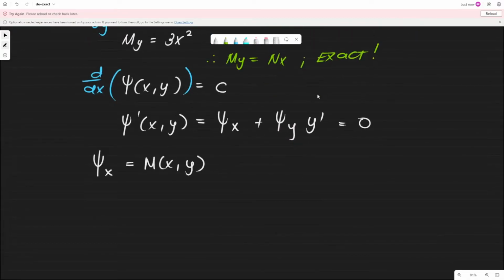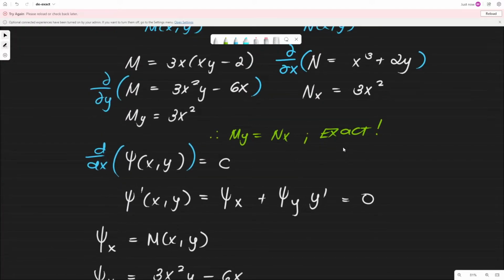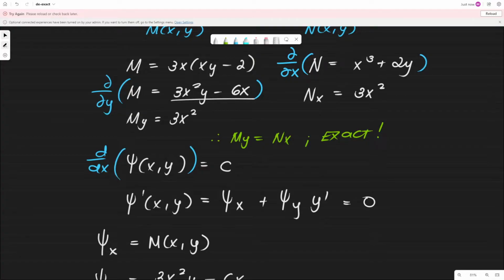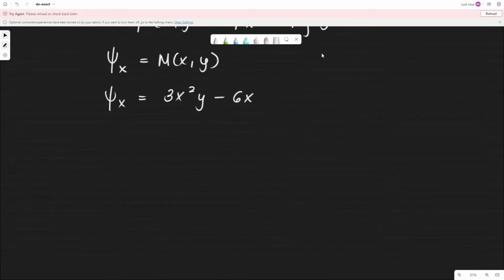So, we will have psi x is equal to 3x squared y minus 6x. Ito yon. Okay? Then, let's get the antiderivative, of course, in respect to x. Kasi, naka-partial x tayo, no? So, in respect to x.